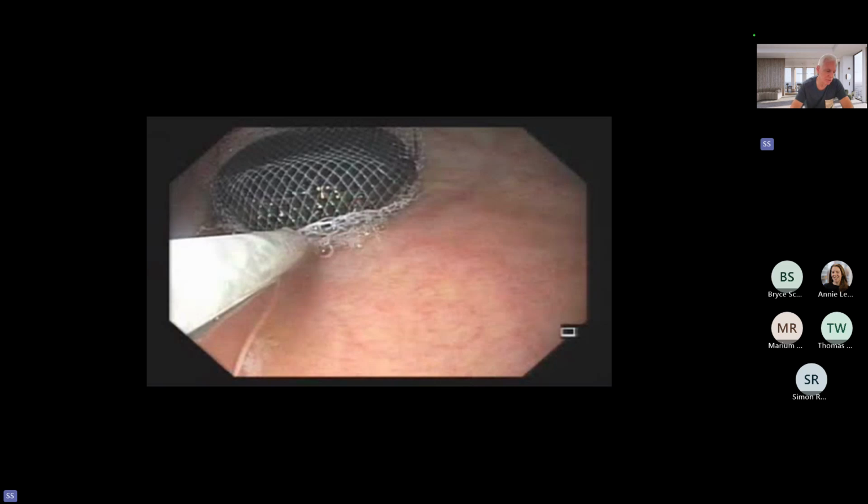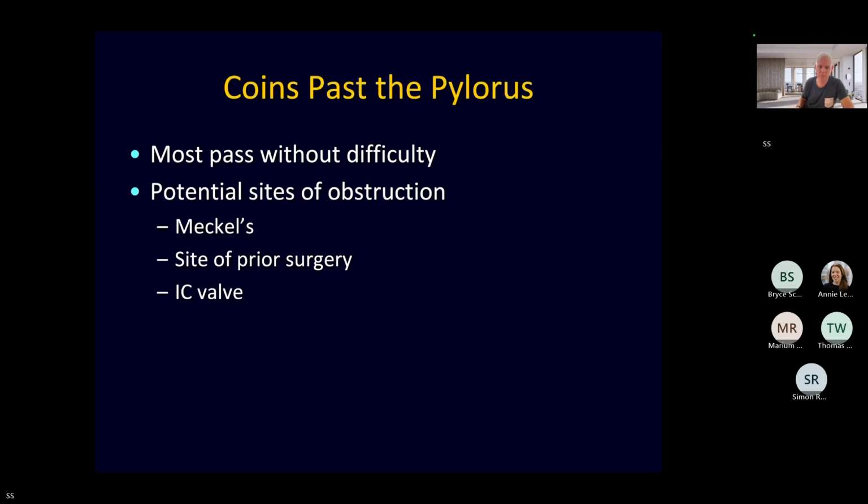Well, when you're taking out a gastrostomy, you're taking out essentially a flexible tube, so it's less of an issue getting it through. But that's for another day. Okay, coins past the pylorus will pass largely without difficulty, and again, potential sites of obstruction are Meckel's or the appendix, a site of prior surgery, and the ileocecal valve.